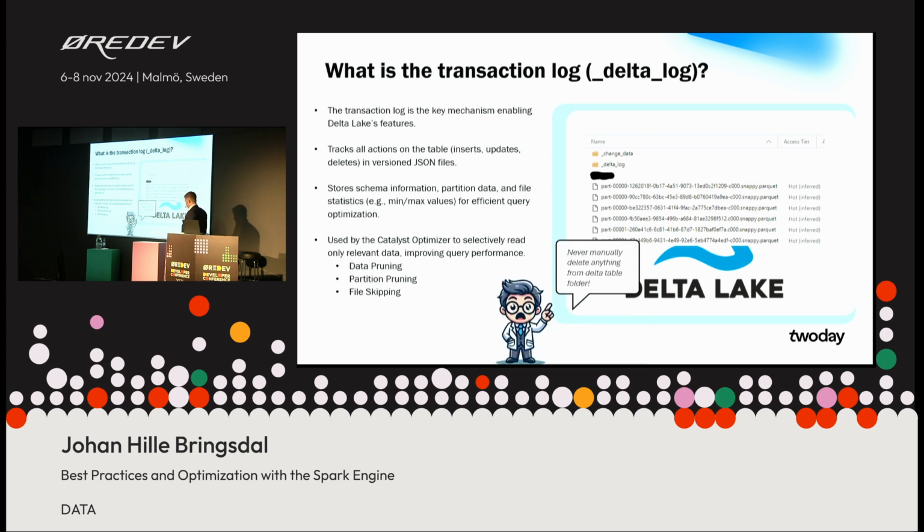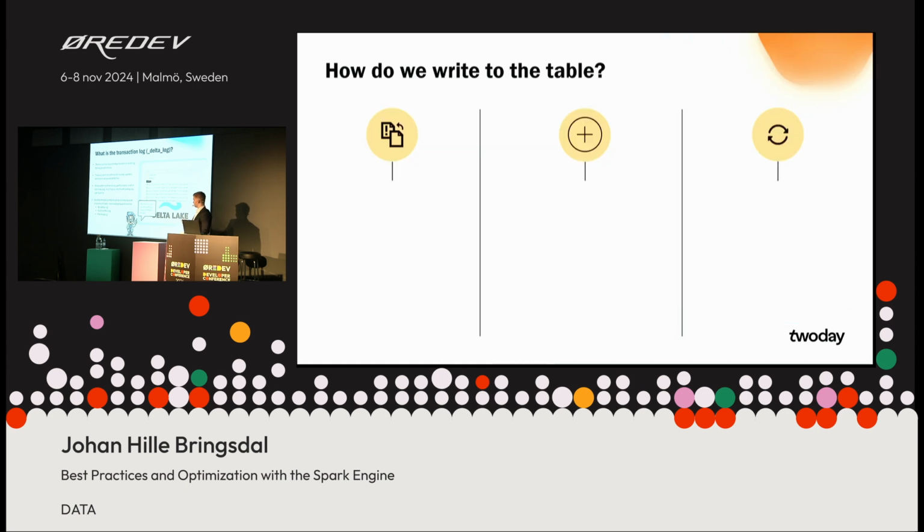And just an important note is that you should never ever manually delete anything from the delta table, because if you were to go into the folder yourself and delete a Parquet file, the delta log does not register that you have deleted this Parquet file. So you're actually just breaking your table as a whole. So make sure that you only do operations logically.